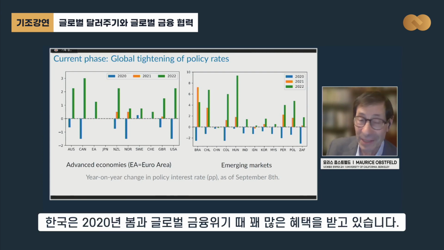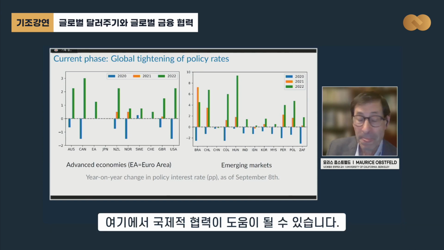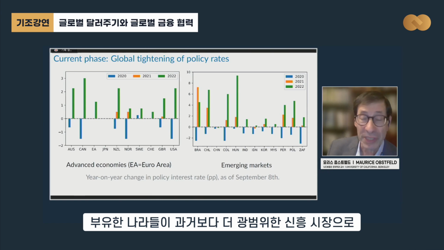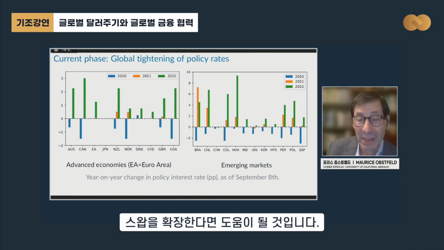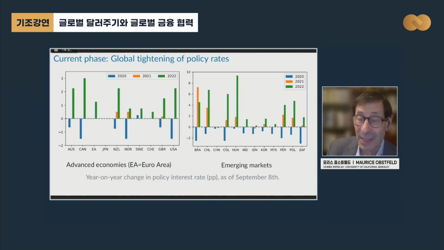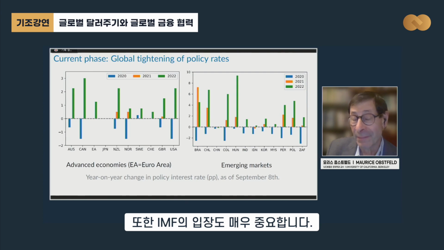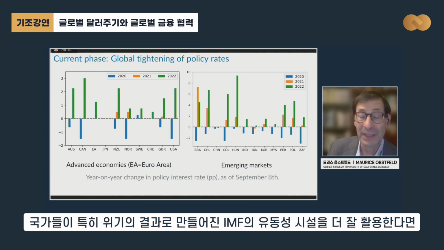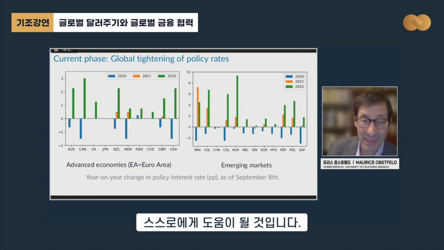Korea has benefited quite a lot in the spring of 2020 and after. It benefited during the global financial crisis. And this is one way that international cooperation could help, if richer countries would extend swap lines to a broader set of emerging markets than they have done in the past. Also, the position of the IMF is critical, and countries could help themselves by taking greater advantage of the liquidity facilities that the IMF has created, particularly as a result of the crisis.